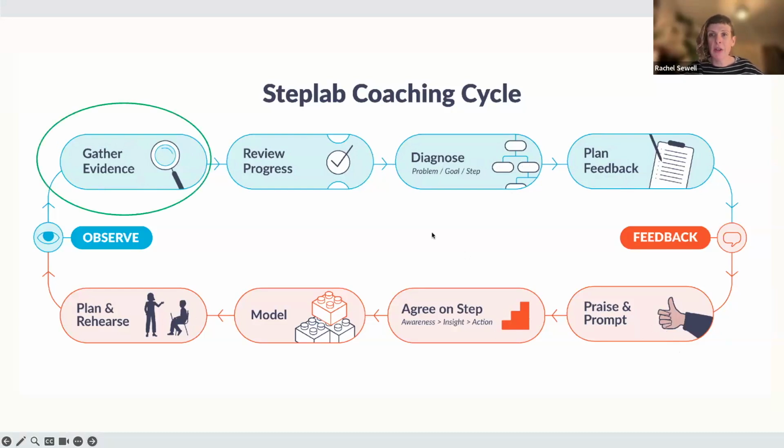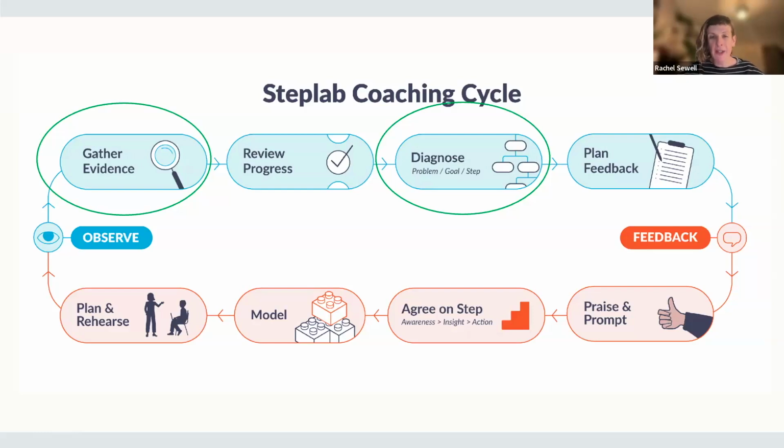So in today's session, we're going to look at a couple of things. We're going to look at how you can gather evidence. So how you can look at what's the teacher doing and saying, what are students doing and saying, and then how you can use that evidence to diagnose the right goal or step or series of steps for your coachee to work on across a number of weeks.